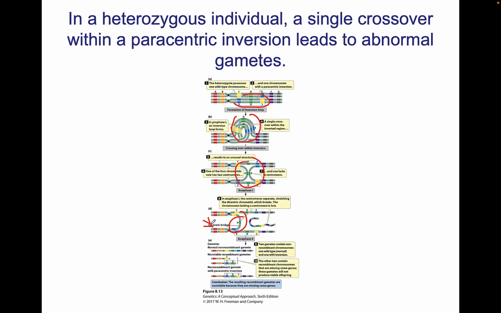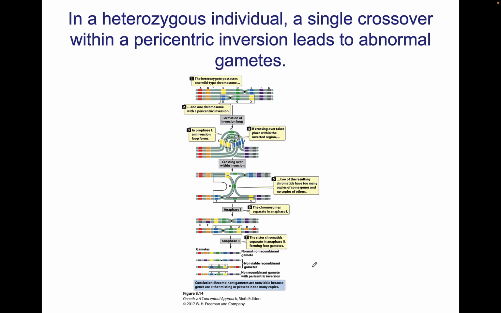The sister chromatids in anaphase 2 separate and form the four gametes, which you see. Two of those gametes contain the non-recombinant chromosomes. One is going to be wild type, and one is going to be the one with the inversion that we just saw up here. The other two recombinant chromosomes are going to be missing some of the genes, and those gametes probably will not produce viable offspring. That's really determined by whether that region has lethal genes or not. This is the same example, but with pericentric inversion.